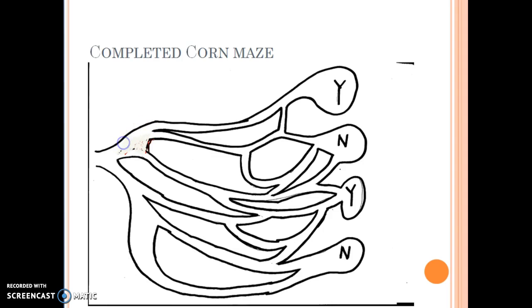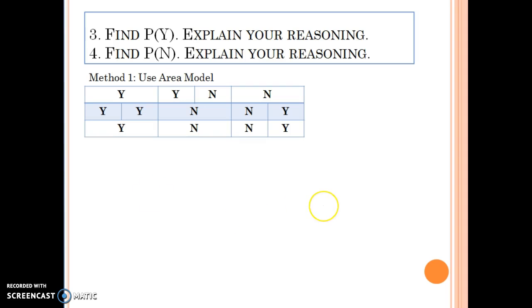So once the person comes in, there are 3 choices on the first line. Okay. After that, you are going to answer the next questions. Find PY, explain your reasoning, and find PN, explain your reasoning. So let's see.